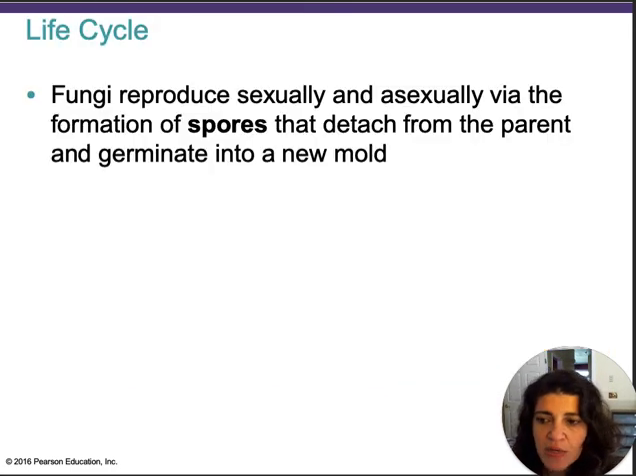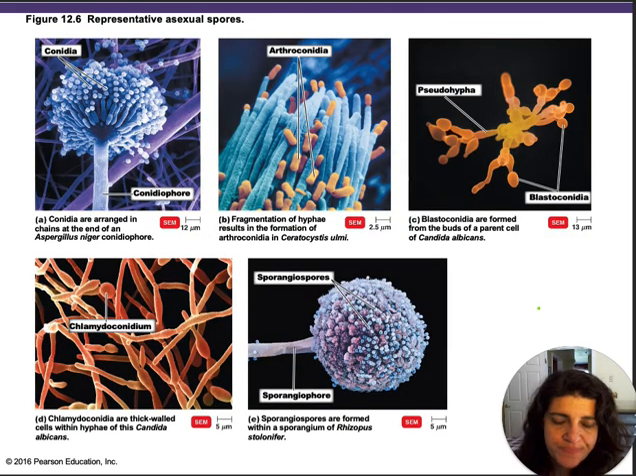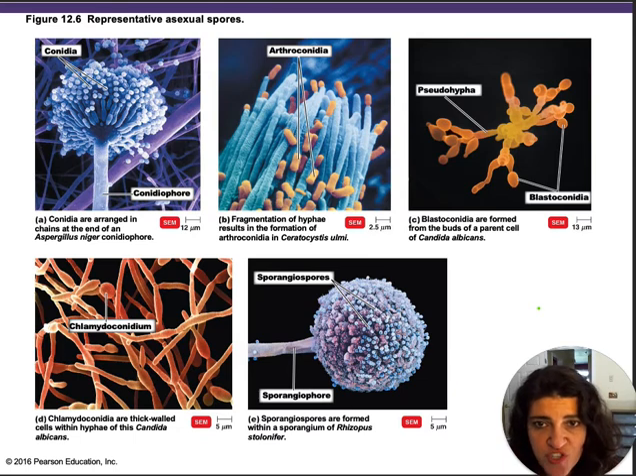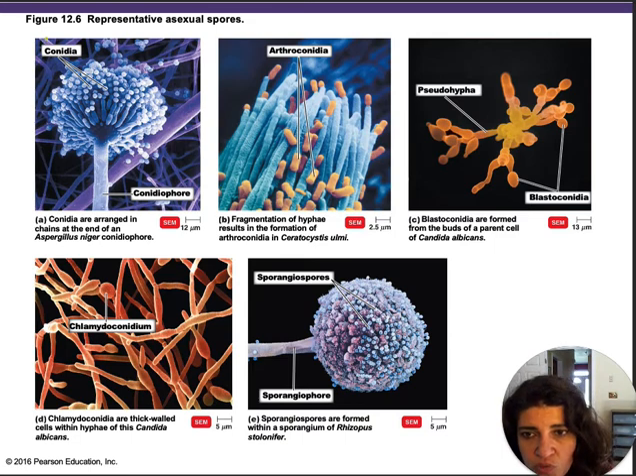Like I said, they can reproduce sexually or asexually. So I'm going to show you here some examples of spores that are asexual. The ones we're going to focus on are conidia, which are always asexual here, right?